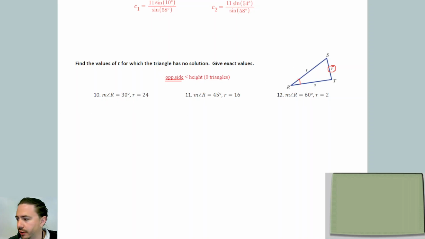So for all of these, it will be true when the opposite side is less than the height. So let's write a little inequality here. The opposite side here is 24. So that is going to need to be less than the height, and the way we calculate the height is we take the adjacent side and multiply it by sine of the angle measure.